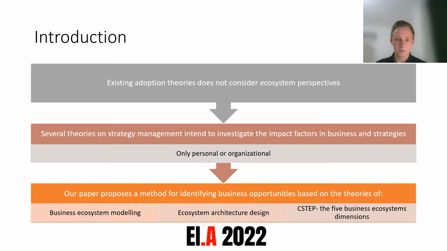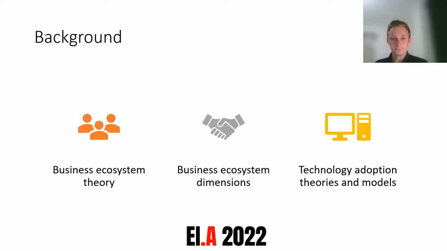Therefore, our paper proposes a method for identifying business opportunities based on business ecosystem modeling and architecture design, and also the 5 business ecosystem dimensions called CSTEP. So the method touches upon the domains of the business ecosystem theory, business ecosystem dimensions, and technology adoption theories and models.